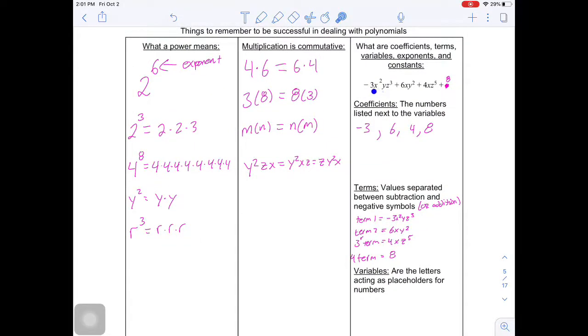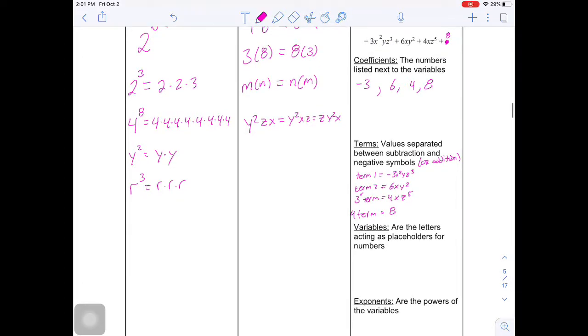Variables are just the letters, so x, y, and z. Again, they're not just magical letters, they are in fact placeholders acting as numbers. We don't know what these numbers are yet, but we will at some point. Maybe we won't, but we just have to know that they are placeholders for numbers. So that's x, y, and z.